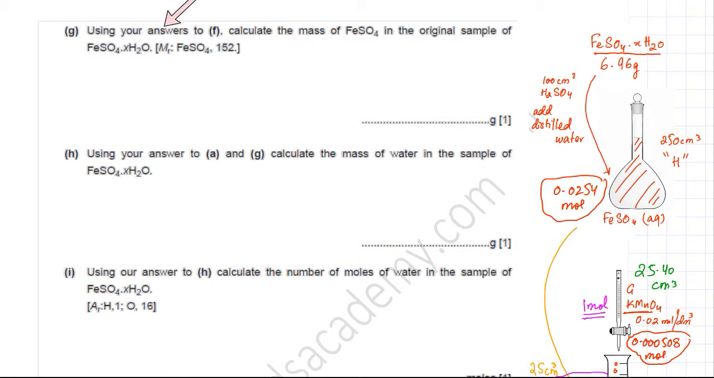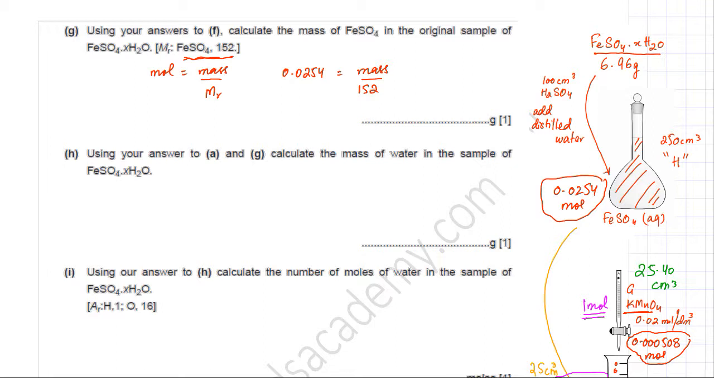So now he's asking, use your answers to calculate the mass of FeSO4 in the original sample of FeSO4.xH2O. Now you have the moles of FeSO4, which are 0.0254. You can use the formula moles is equal to mass divided by the molar mass, Mr. We've already calculated the moles. The mass is unknown and the Mr is given. It's given over here that FeSO4 has an Mr of 152.